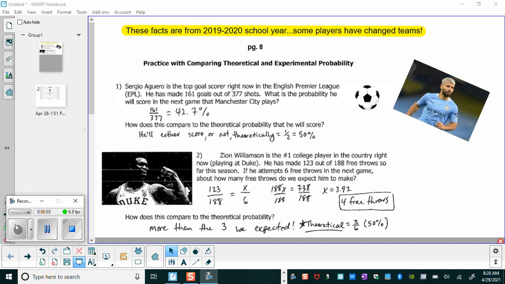Hi, this video is for page 8 of our probability packets. And we are looking at, again, just some practice with comparing the theoretical to the experimental probability. Again, this is page 8 in your packets.